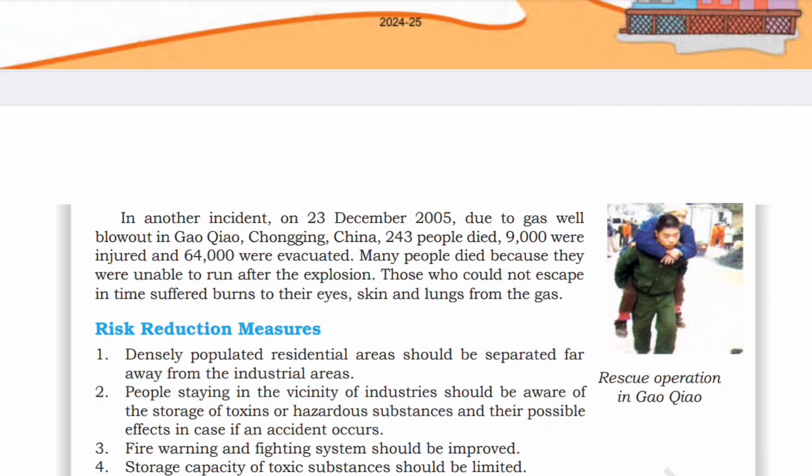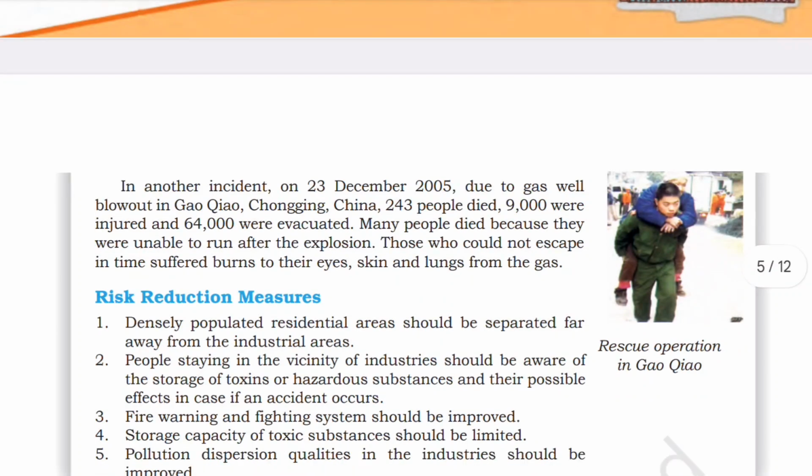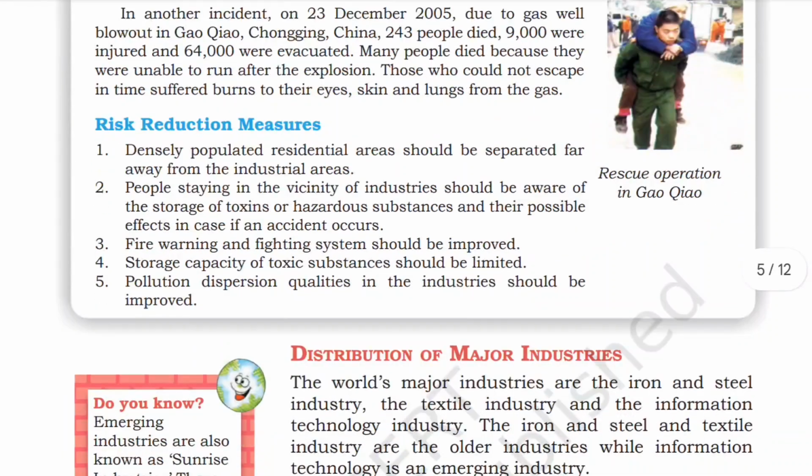In another incident on 23rd December 2005, due to a gas well blowout in Gaoqiao, Chongqing, China, 243 people died, 9,000 were injured and 64,000 were evacuated. Many people died because they were unable to run after the explosion. Those who could not escape in time suffered burns in their eyes, skin and lungs from the gas.